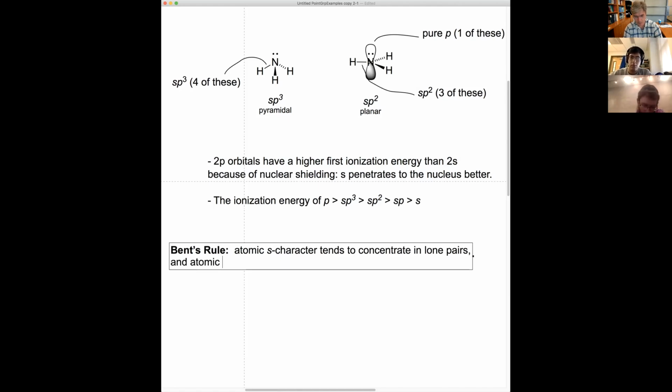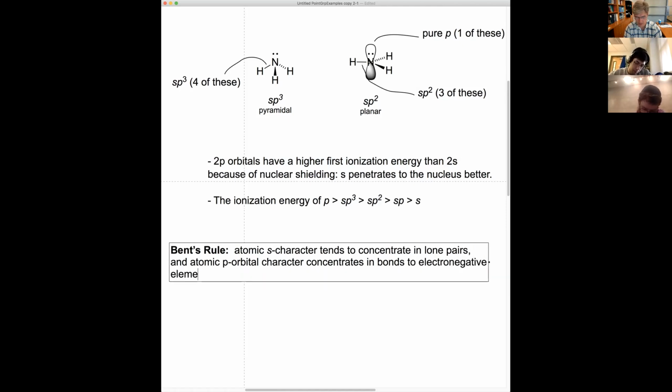And atomic p orbital character concentrates in bonds, especially, I'll just say, in bonds to electronegative elements. Okay, so that's how Bent's rule is written out. The first part, I think, can be understood.